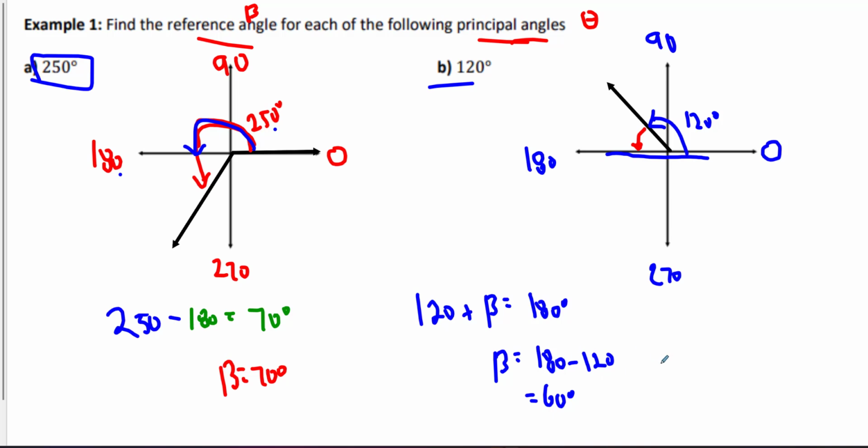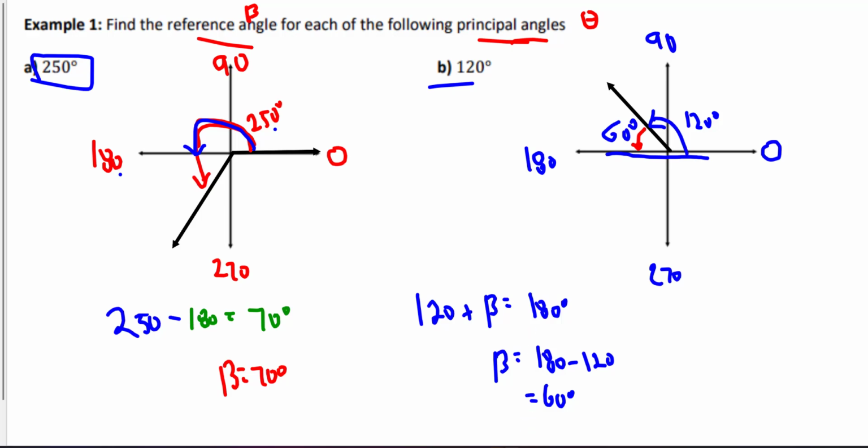So it really depends on the quadrant you're in to figure out your related acute angle. You can just use common sense too. You can draw diagrams and say, hey, if I add this together, it's 180. If I subtract from 180, I'll get the remainder, which is 60 degrees. So this is 60 degrees, the red one. And that makes sense. 120 and 60, if I add them together, I do get 180. So that is how you do it.